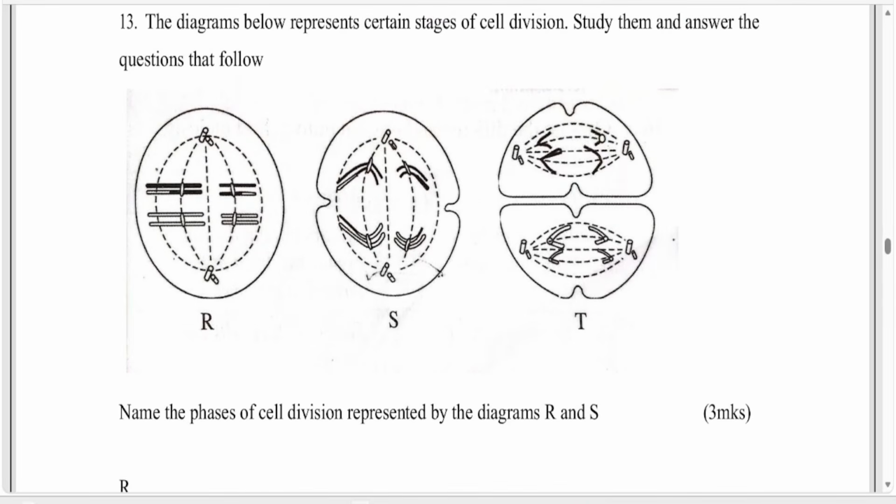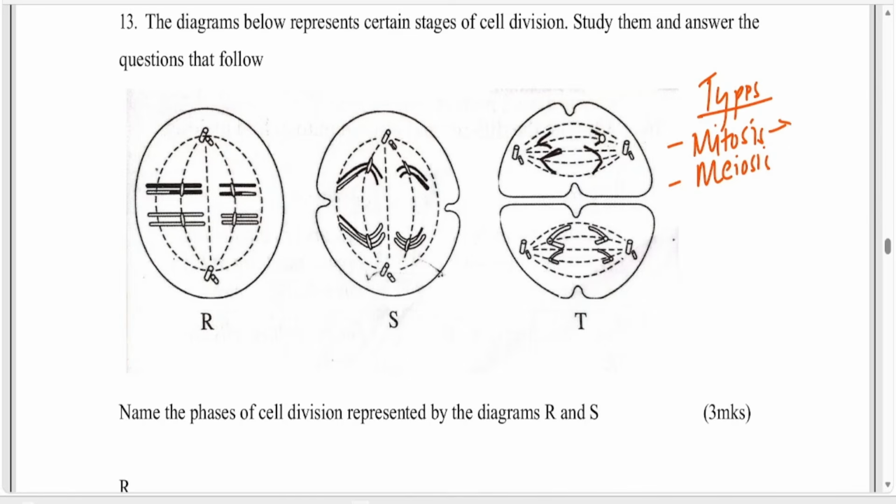The diagram below represents certain stages of cell division. Study them and answer the questions that follow. We have R, S, and T. Looking at types of cell division, we have two major types of cell division. We have mitosis and we have meiosis.